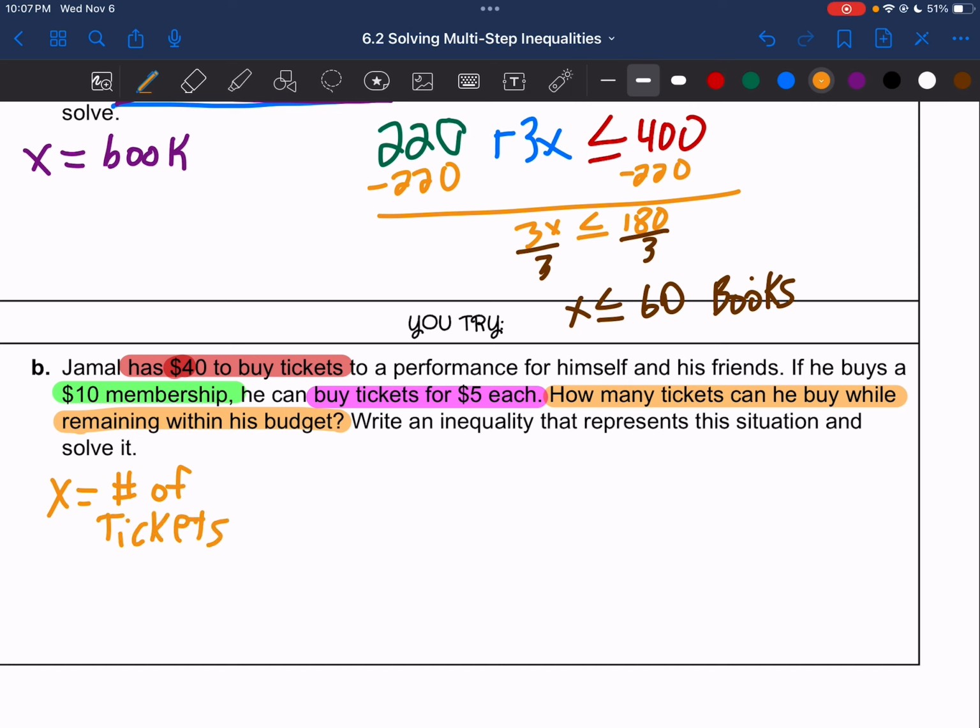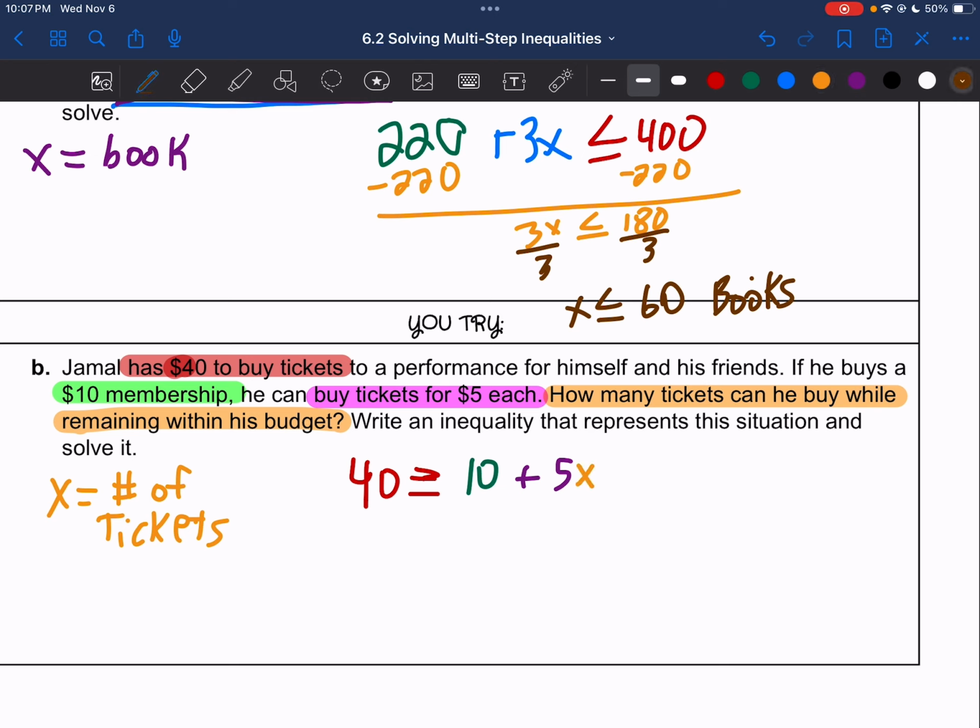Okay, so let's set up our inequality. He has $40 to spend on this performance. So $40 is going to be greater than or equal to, right? Because that's the most that he can spend. $40 is greater than or equal to the $10 membership that he has to pay for, plus $5 per ticket times number of tickets.